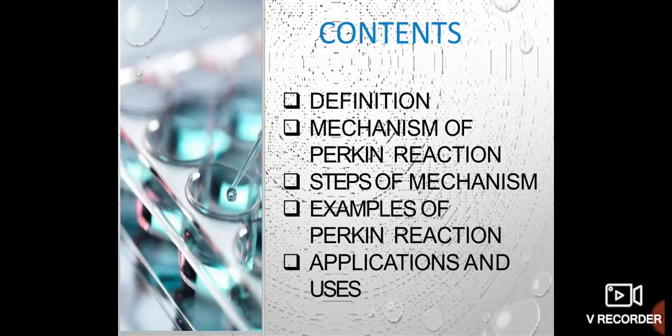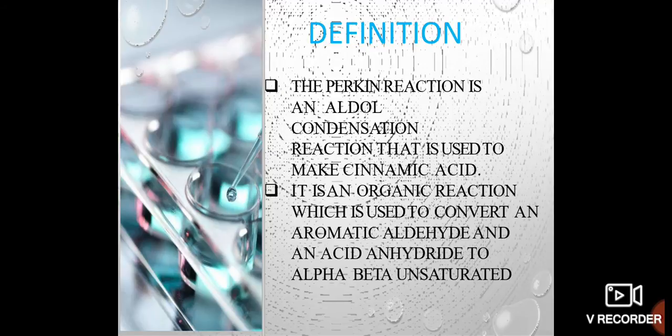In this Perkin reaction, we are discussing the definition, mechanism of Perkin reaction, steps of the mechanism, and examples and applications of Perkin reaction. Definition: Perkin reaction is an aldol condensation reaction that is used to make cinnamic acid. It is an organic reaction which is used to convert an aromatic aldehyde and an acid anhydride to alpha beta unsaturated acids.